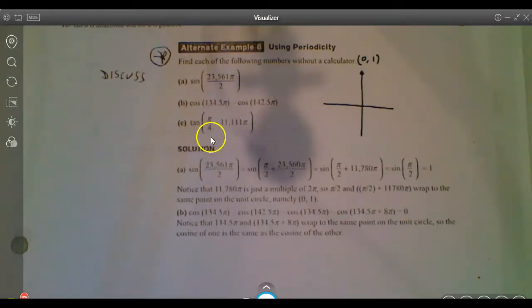One last one, we'll peek at this guy too. The tangent of pi fourth minus this big gigantic angle.